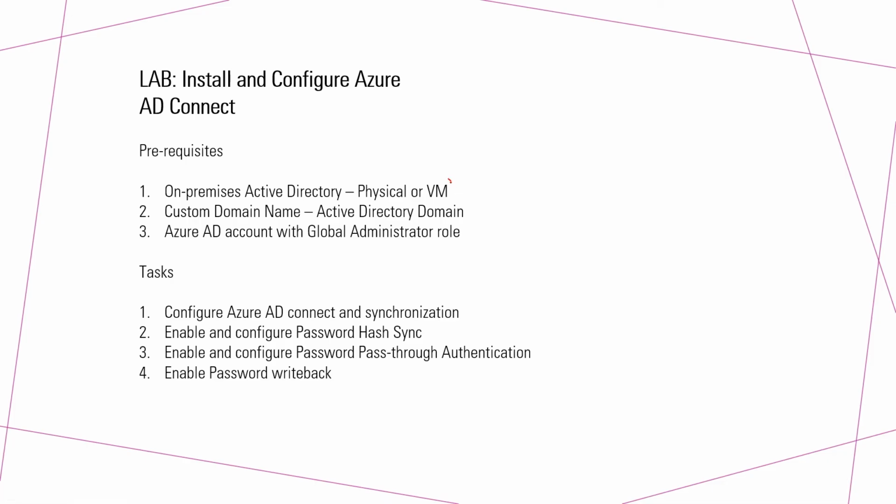Alright, so we have set up our Azure AD Connect on a domain controller, which is a VM. We have checked the custom domain names, and we have showed you how to use the global admin Azure AD account in order to set up Azure AD Connect. We have started the synchronization. We have seen how to enable these two authentication methods and the password write back.